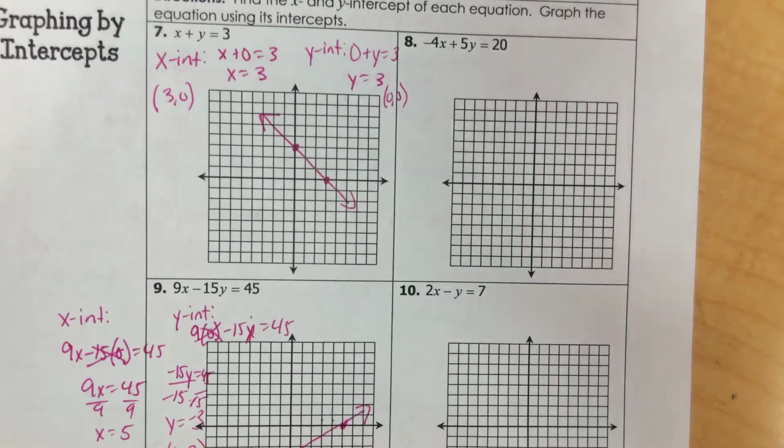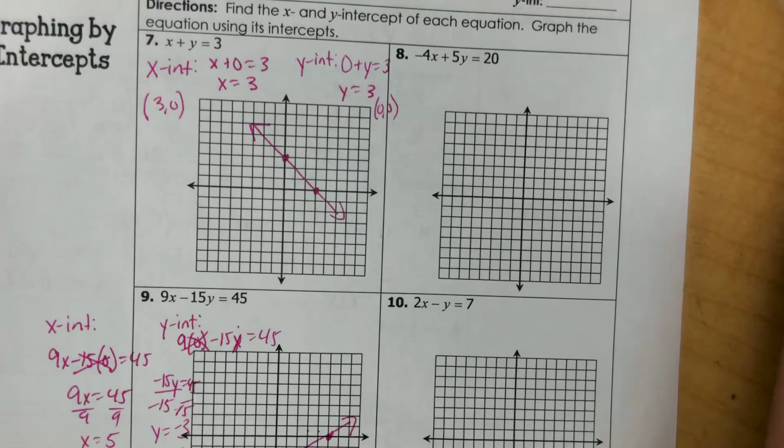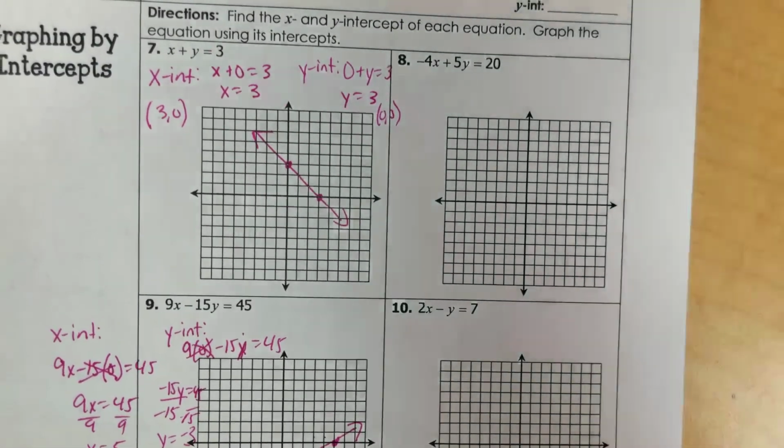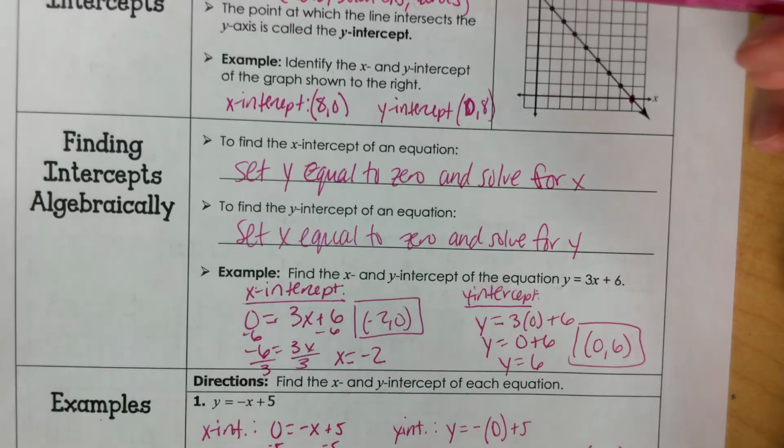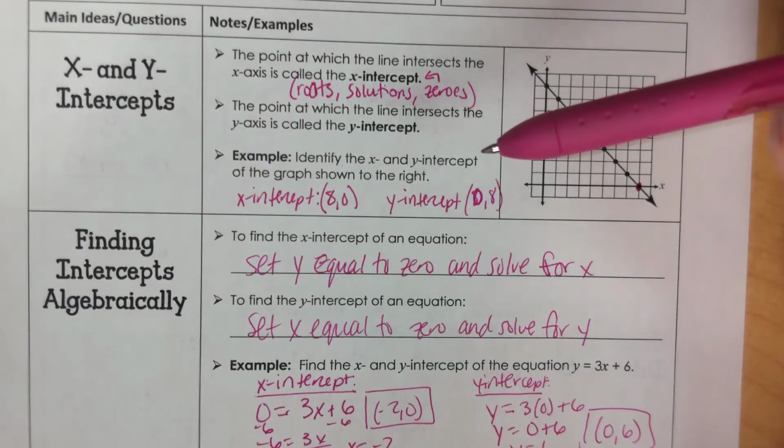So important to remember for intercepts is that the x-intercept, okay, is where it crosses the x-axis. Y-intercept is where it crosses the y-axis.